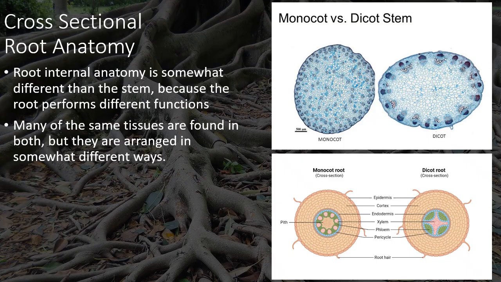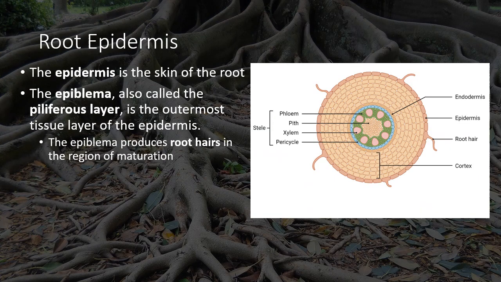When we look at stems of monocots and dicots, we might remember that monocots have vascular bundles which are scattered throughout the stem, and that dicots have vascular bundles which are arranged in a ring around the perimeter of the stem. That pattern does not hold true for roots. A lot of the same tissues are present in roots. We still have to have ways of getting water up the root to the stem and leaves, and we still have to have ways of moving sugars. So we still have xylem and phloem, but they are arranged in a different way. We'll discuss the tissue organization within these roots as we go today.